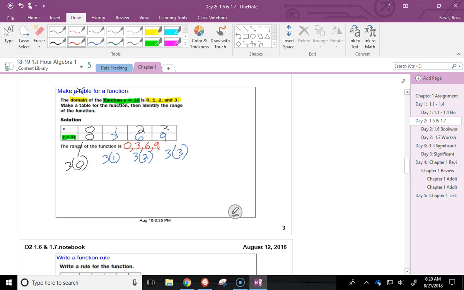I think the hardest part is just when you read the question, break it up, because when I first read the domain of the function y equals 3x is 0, 1, 2, 3, I'm like, what just happened? But if we break it up, the domain is 0, 1, 2, 3, the function is y equals 3x, all you're doing is evaluating the expression.